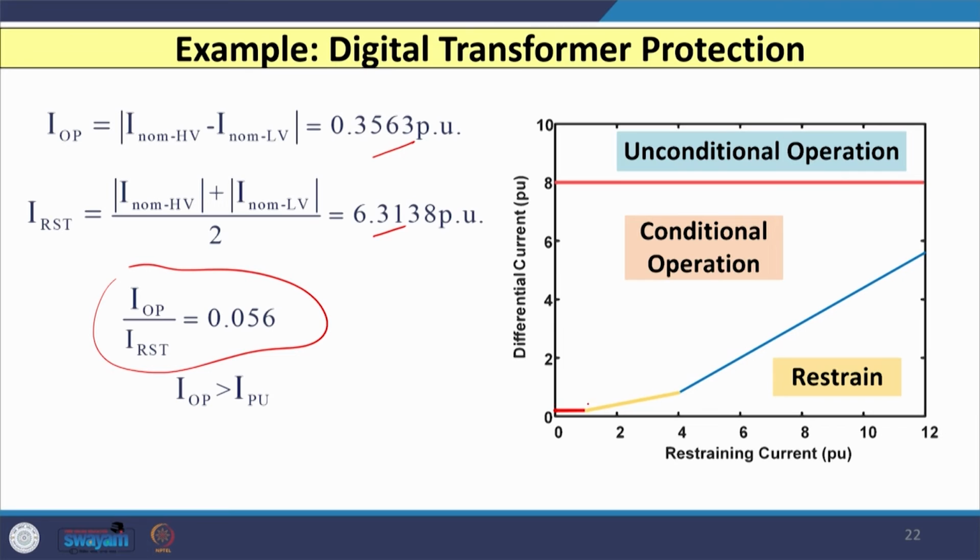With this operating and restraining value, if you put it on this differential characteristic, this is 0.2. So, 0.3 will be somewhere here and your restraining current is 6.3. That is roughly somewhere in this region. So, your point will be somewhere here, in the second slope below the characteristic, in the restraining region. So, again the relay remains stable, it should not operate.